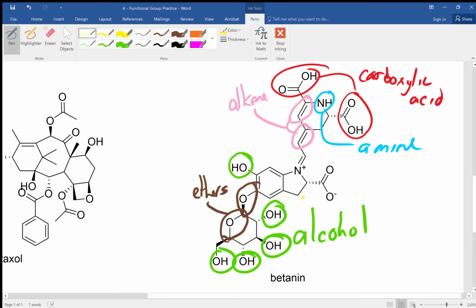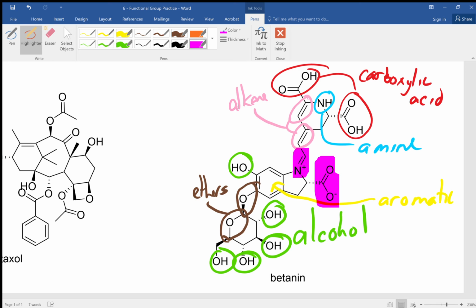And finally, over here we have an aromatic ring. Now, you might notice we've kind of ignored this carbon-nitrogen double bond as well as this thing that looks kind of like a carboxylic acid. And that's because those are functional groups. It's just that they're different from any functional groups that we've learned. So right now we're not going to worry about their names.